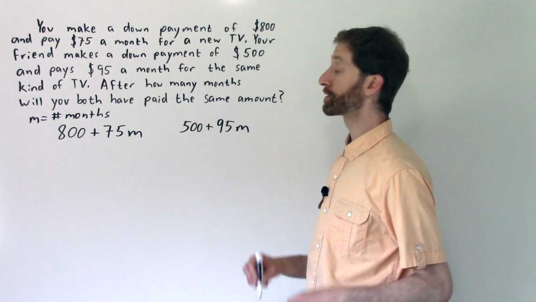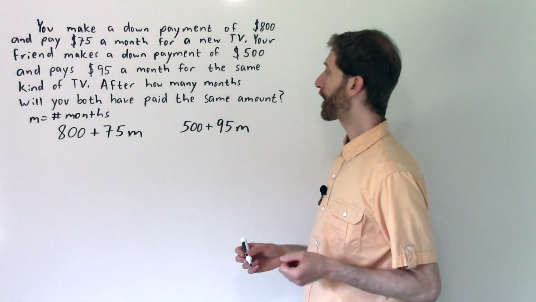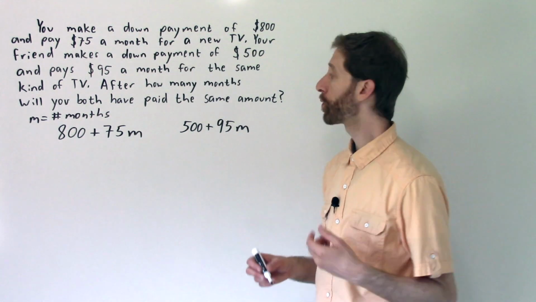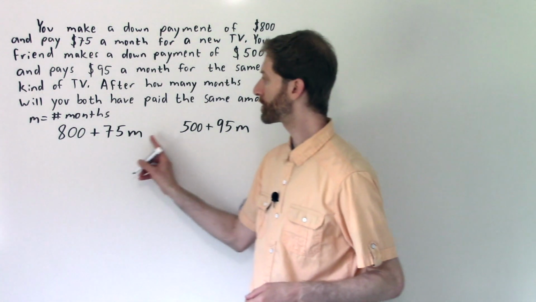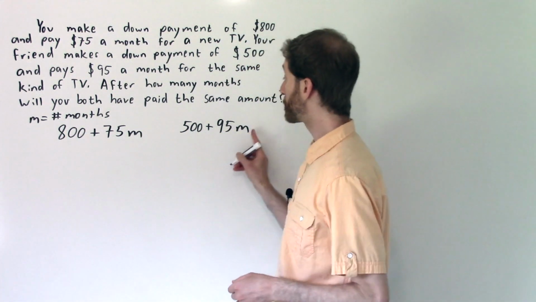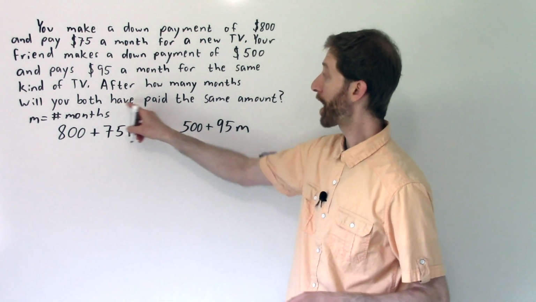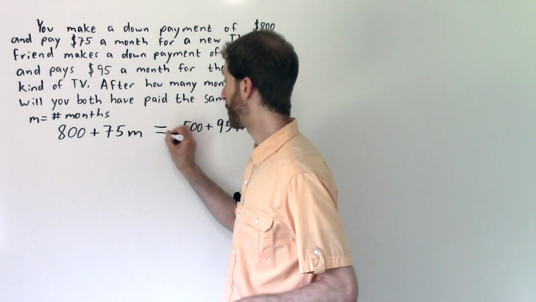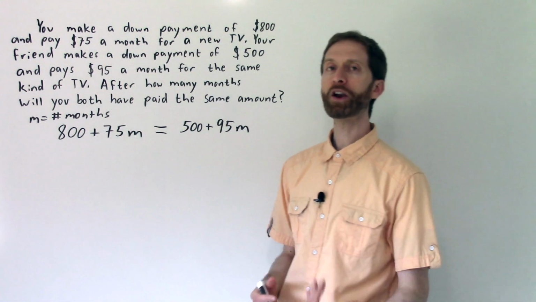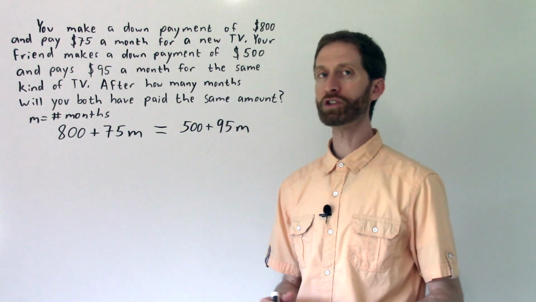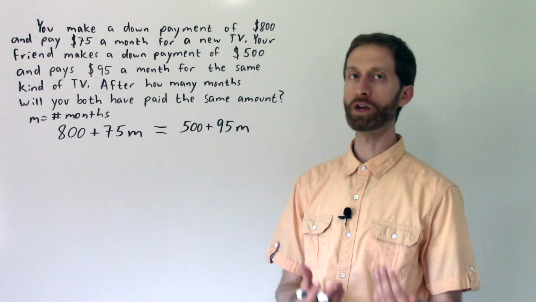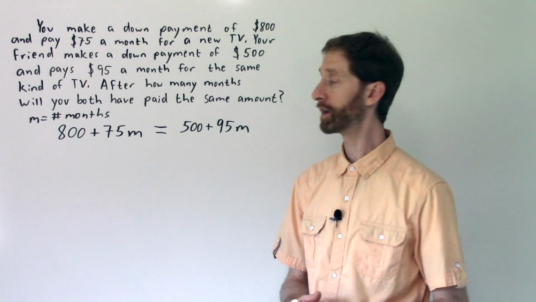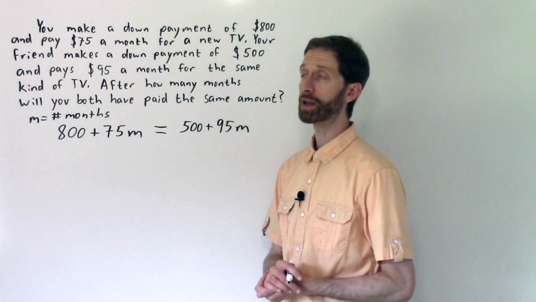After how many months, we're solving for M, will you both have paid the same amount? So what we could do here is we could say, well, this is the amount that you pay, this is the amount your friend pays, and we want to know after how many months will those amounts be equal? So we skip that whole system of equations part where we're substituting one equation into the other like we did in the earlier part of the video. A neat way of handling a break-even problem.